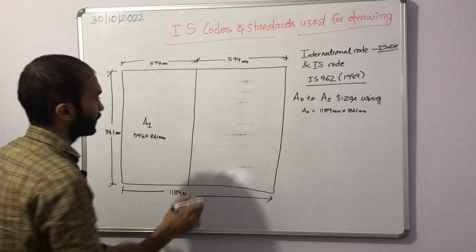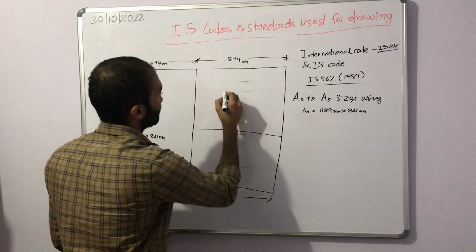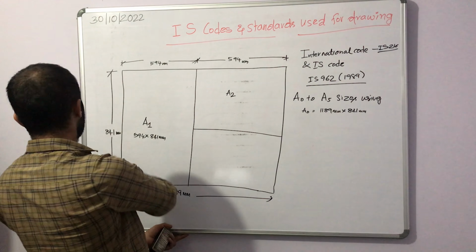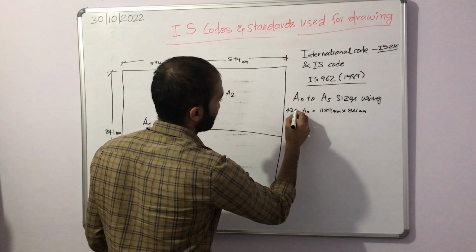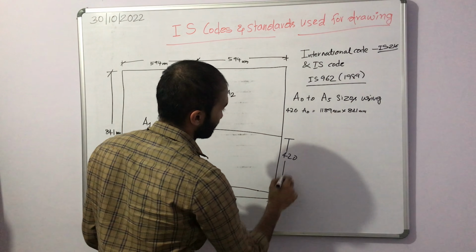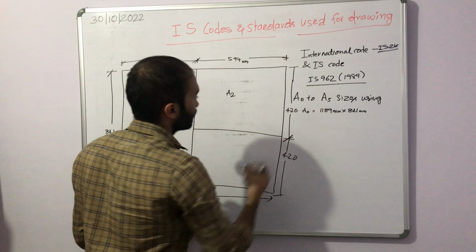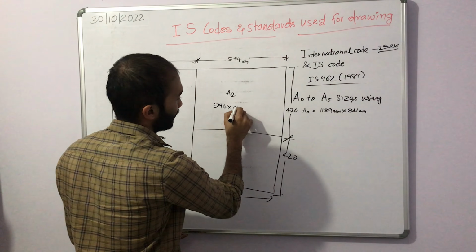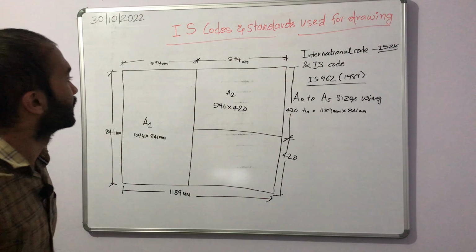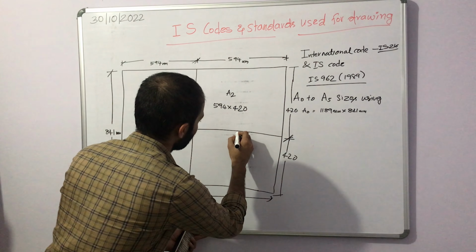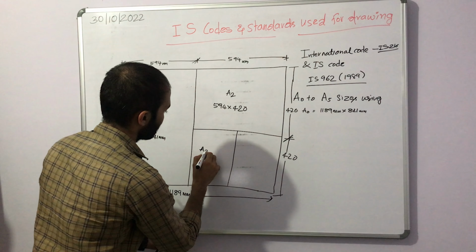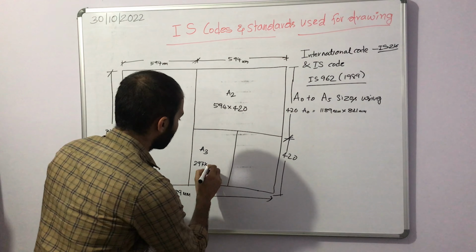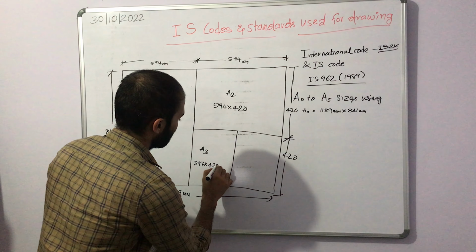Again dividing A1 into half gives A2. Of the 841, we make halves of 420 and 420, so the A2 dimension is 594 by 420 mm. Then dividing A2 exactly in half again gives A3. The A3 dimension is 297 by 420 mm.